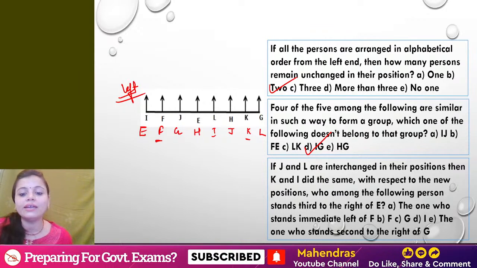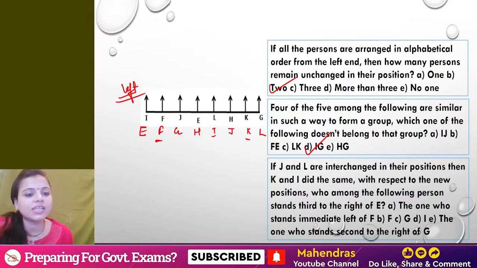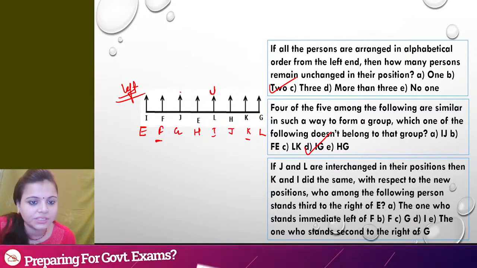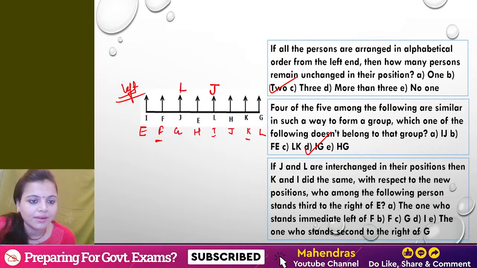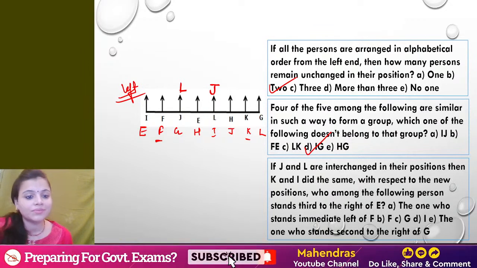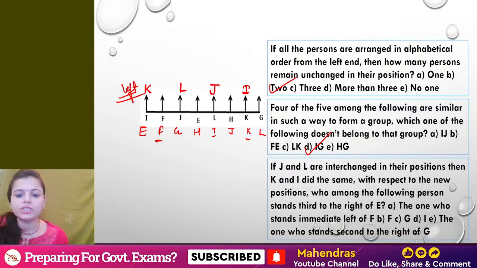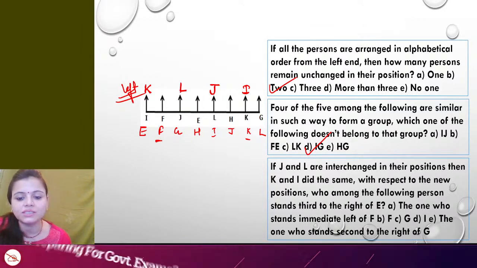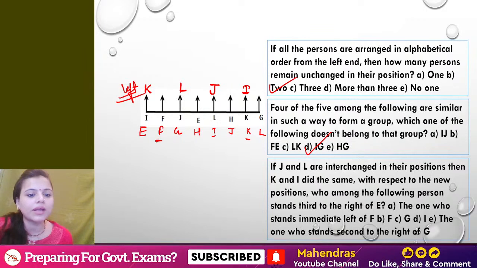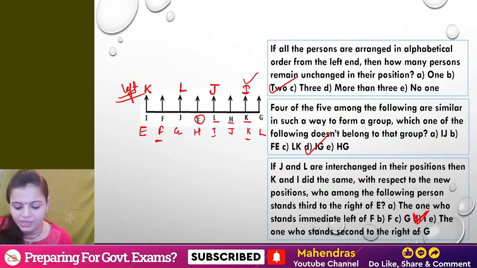If J and L interchange their positions, that means this becomes J and this becomes L. Then K and I do the same. This becomes I and this becomes K. With respect to the new position, who among the following persons stands third to the right of E? Third right of E. 1, 2, 3. That means for the new position, it's I. So the answer will be option D.